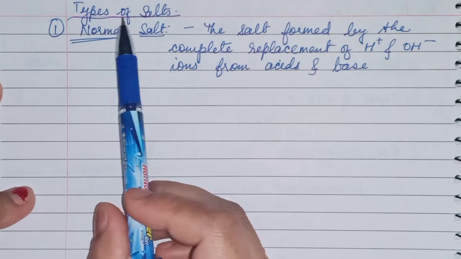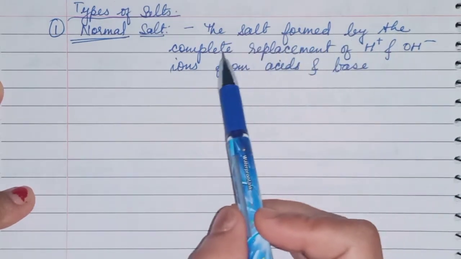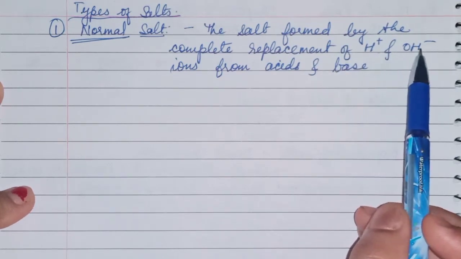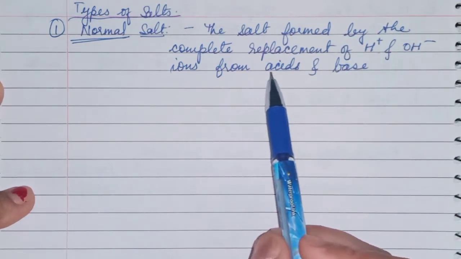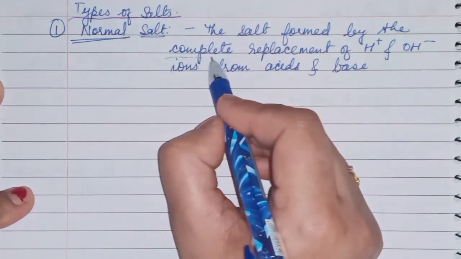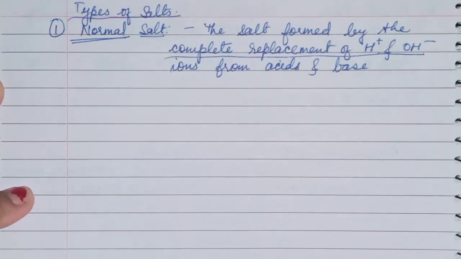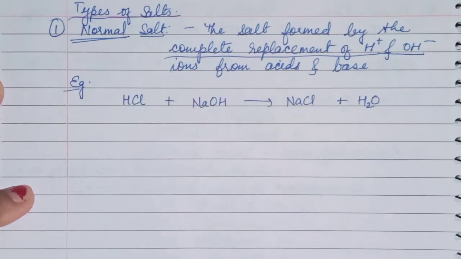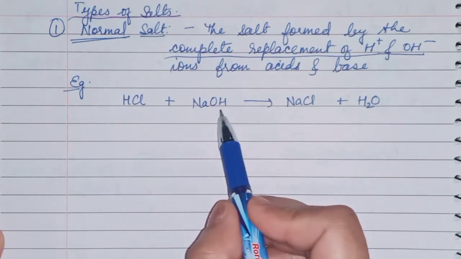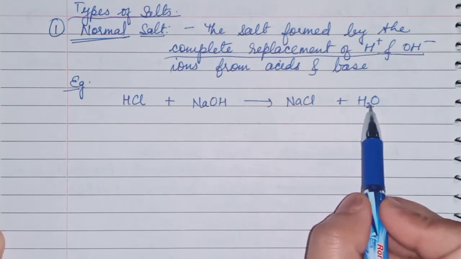Normal salt is the first type of salt. In this type, the salt is formed by complete replacement of the H plus and OH minus ions which are present in the acid and base. Now let's take one example. The acid HCl reacts with the base NaOH and will give NaCl, a salt, and H2O.